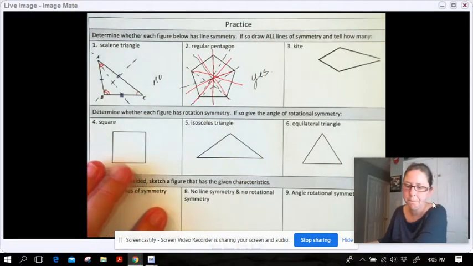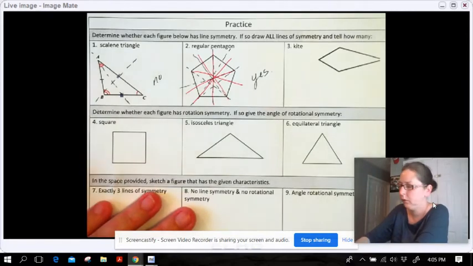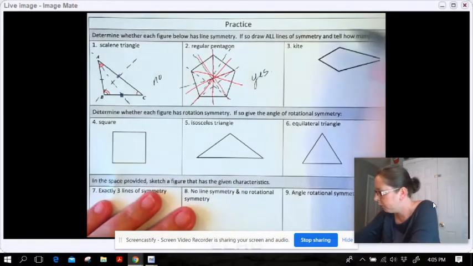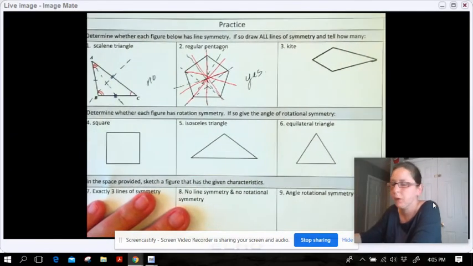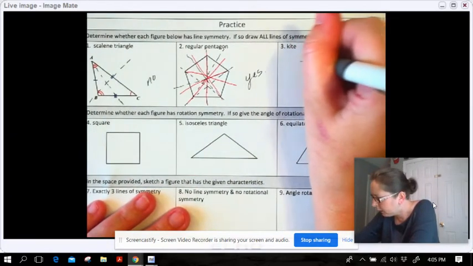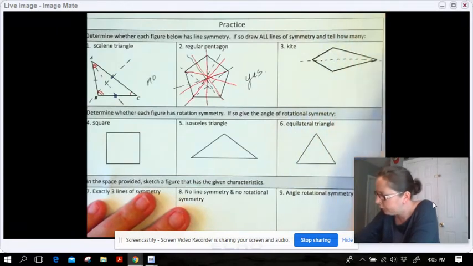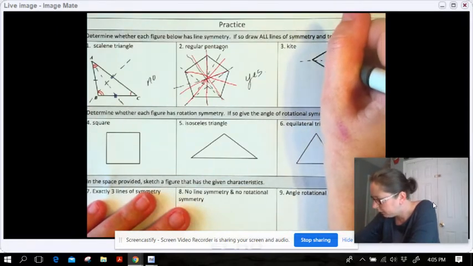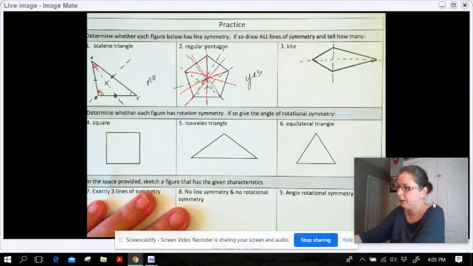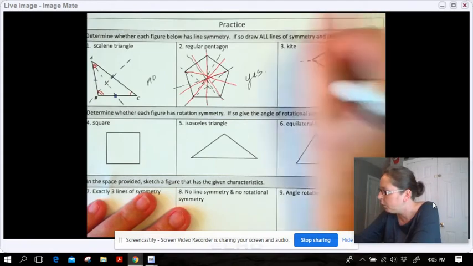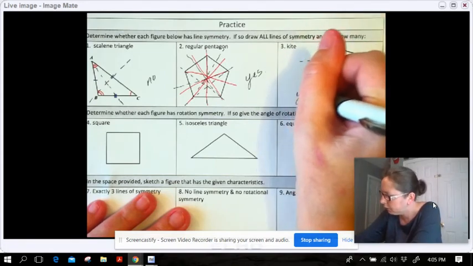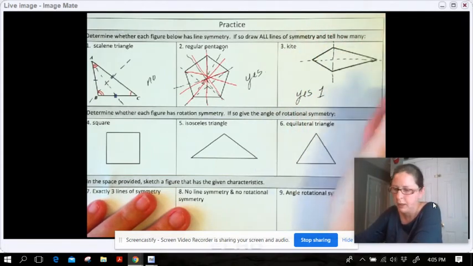What about our kite? So I could draw, if this was finished all the way, there we go. I could draw a line straight through here and straight through there, and it would be exactly the same. Actually, no, there's just one line of symmetry. And I forgot to answer this question. There are 5 lines of symmetry.